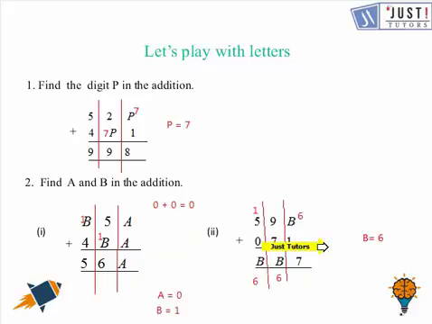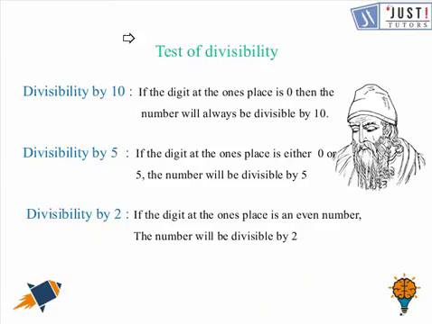Congratulations on working so hard with the letters. Let's come to the next section now, which is test for divisibility. If we talk about dividing the numbers by 10, we just need to keep in mind one thing, that the digit at the ones place has to be 0 always. So if the digit is 0 at the ones place, the number would always be divisible by 10 without leaving any remainder at all. That was the rule for dividing the numbers by 10.